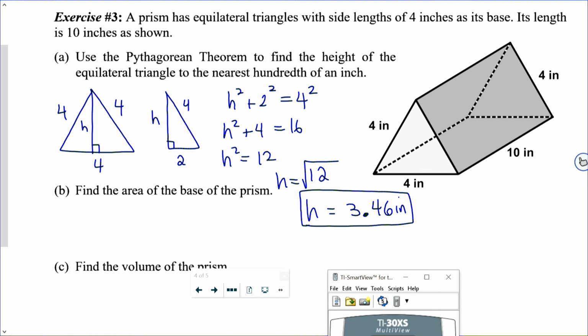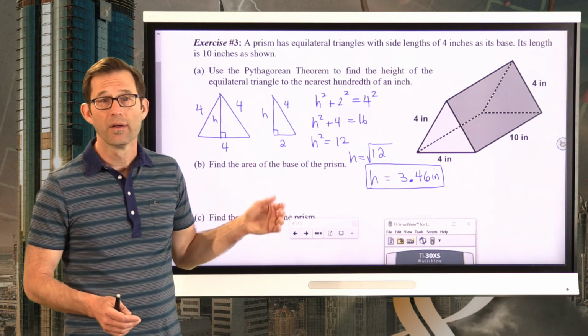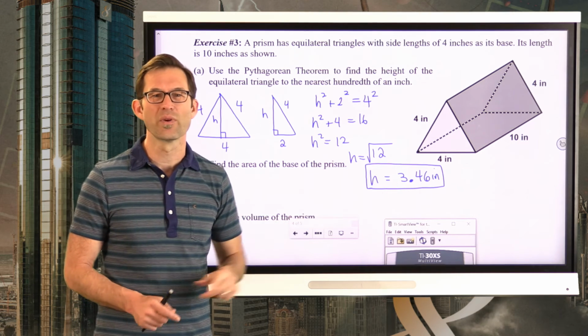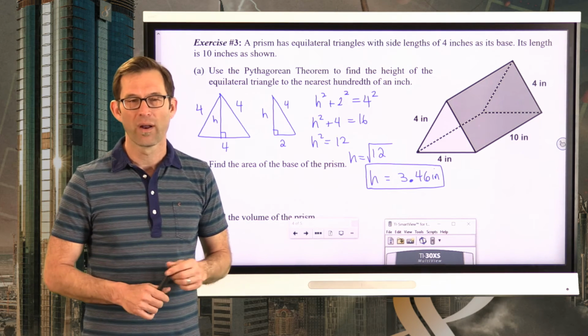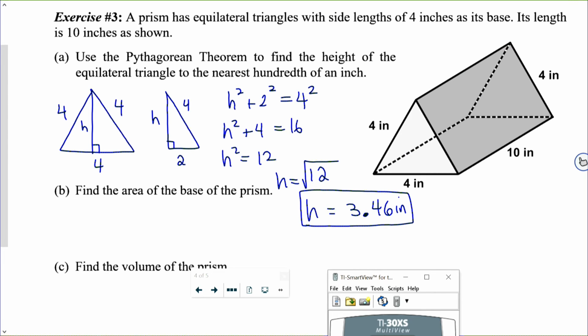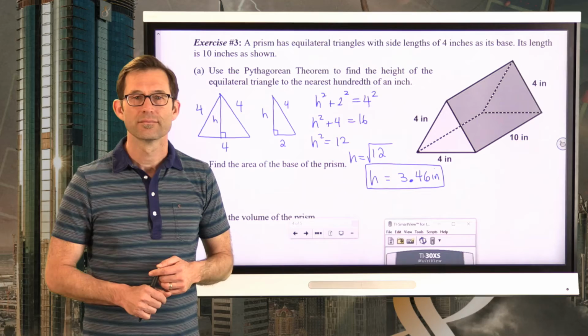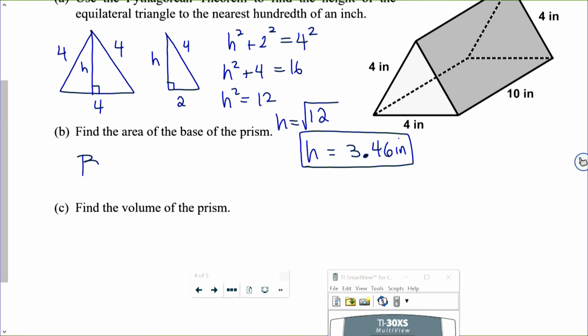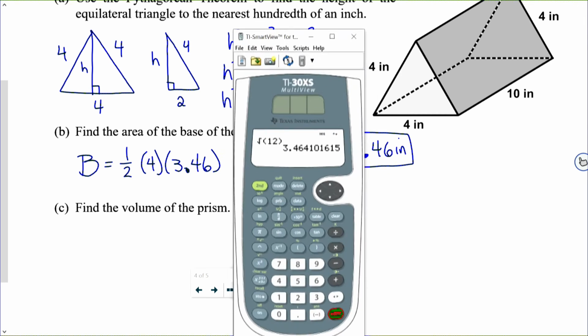Find the area of the base of the prism. All right, great. Well, it's a triangle. You know that the base of the base is 4 inches. You know its height is 3.46 inches. So now, why don't you go ahead and find the area of that equilateral triangle. All right, well, I just got to find the area of that triangle. That's sort of my big B, if you will. That's going to be 1/2 times 4 times 3.46. All right, let's bring our calculator out.